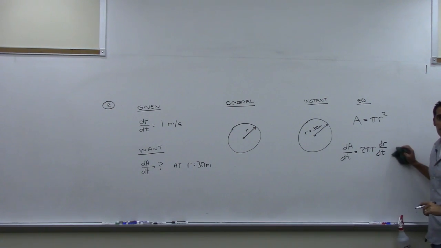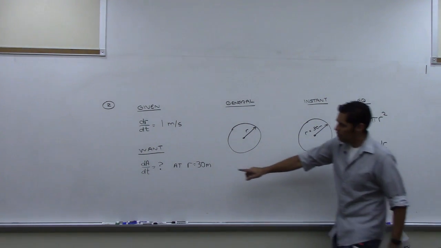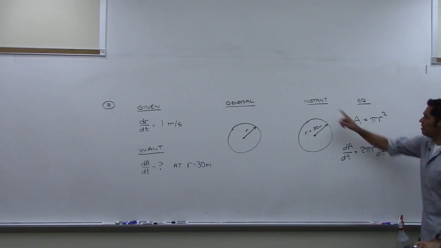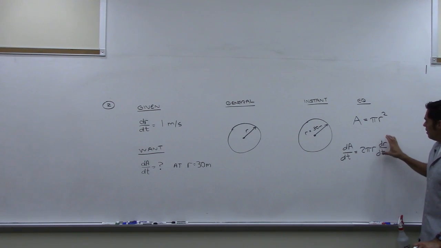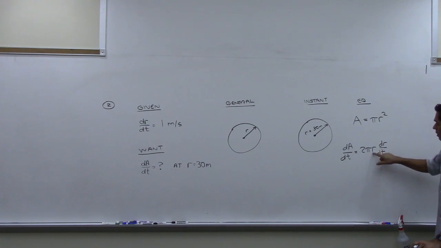Make sure I'm on camera here. I am, okay. So that's our formula. And now what we do is we just check, dA/dt is what I'm solving for, so that's good. Do I know the radius at the instant in time? Yes, the radius is going to be 30. And do I know dR/dt? Yes, it is 1 meter per second. So I should be able to plug in R, dR/dt, and that'll give me dA/dt.